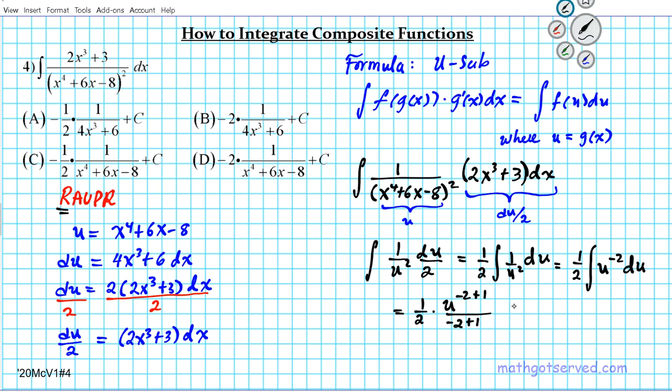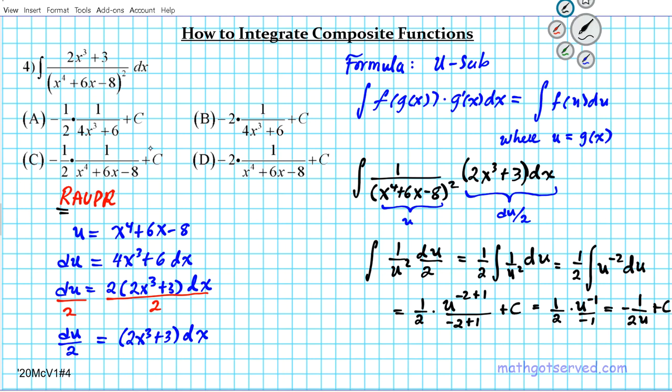Since it's an indefinite integral, don't forget plus c. This becomes 1 over 2 times u to the negative 1 over negative 1. When we simplify that, we're going to end up with negative 1 over 2u plus c. Okay? All right.